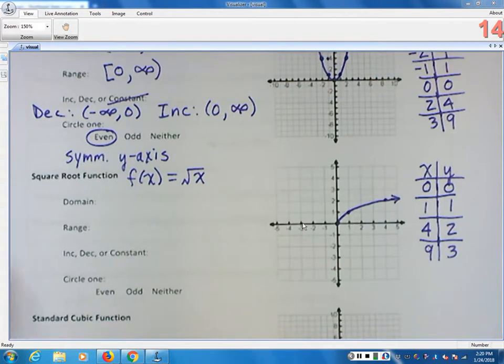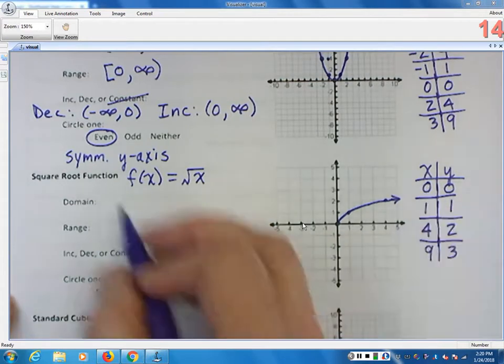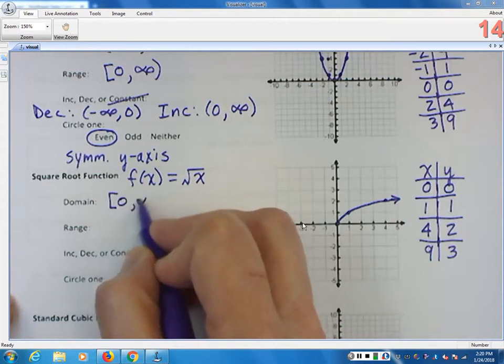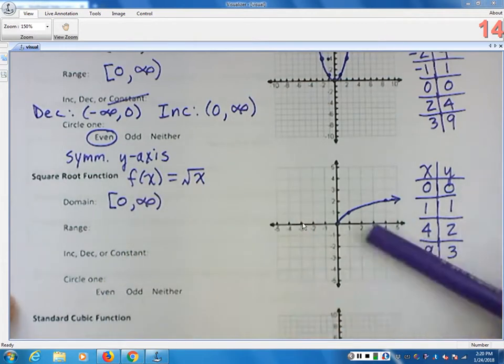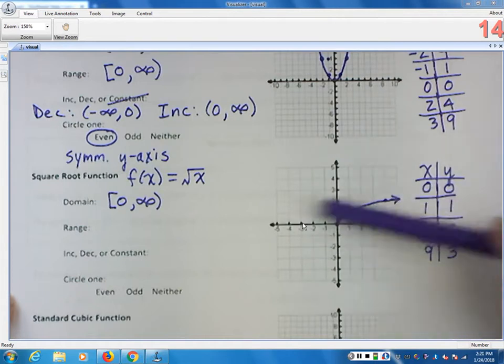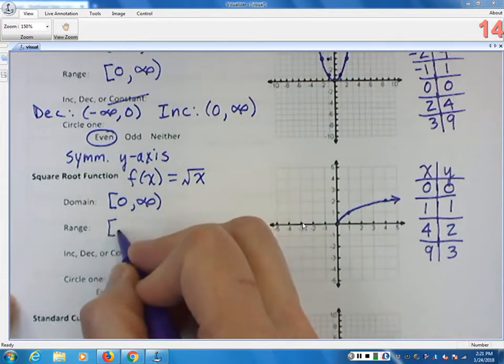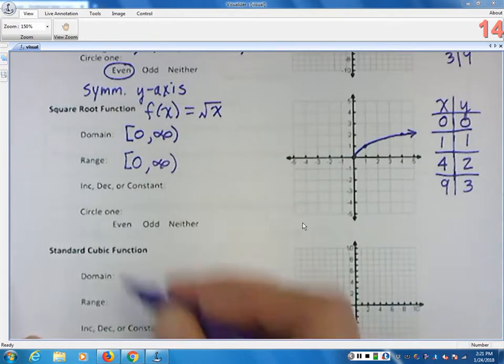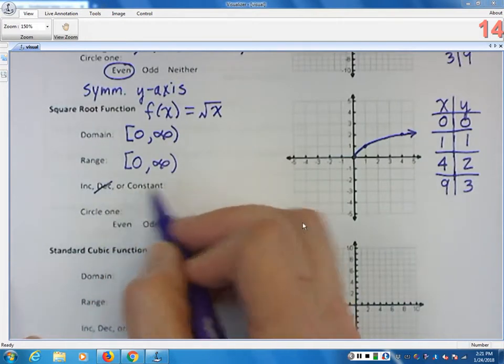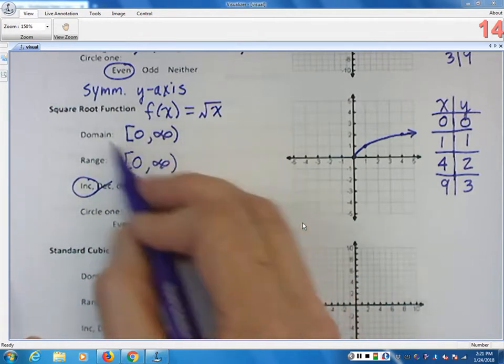What's the domain? Project it to the x-axis, and it includes the 0 for x. So it's square bracket 0, infinity. What's the range? Projected to the y-axis, it includes the 0 for y, and it keeps going up at an angle to positive infinity. So the range is also 0 to infinity. If you look at the graph, it's never decreasing from left to right or constant. It's increasing over its whole domain.